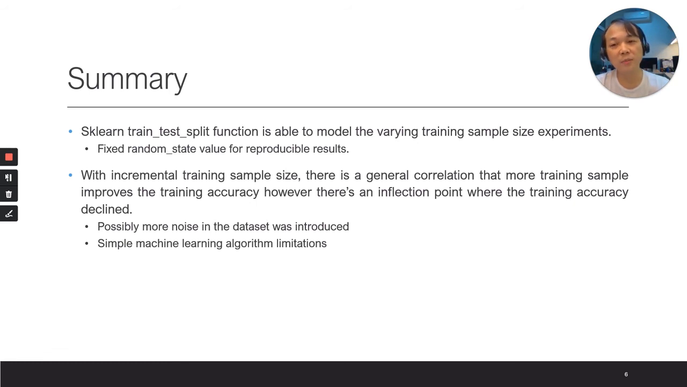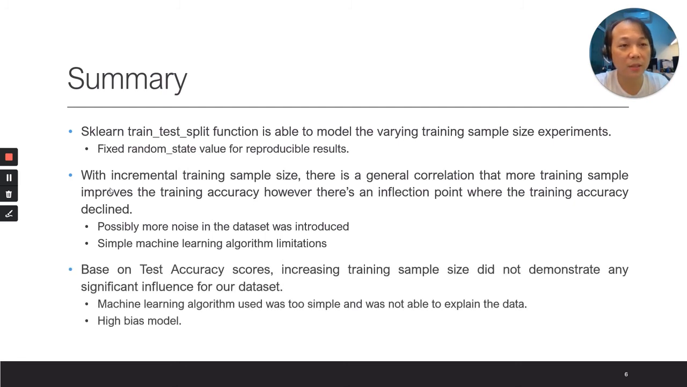This is possibly because more noise was introduced in the dataset, causing our simple machine learning algorithm, while able to model with high accuracy with a low sample set, to find it difficult when more noise was introduced. Based on the test accuracy score, increasing training sample size did not demonstrate any significant influence for our dataset. The machine learning algorithm used, logistic regression, may be too simple and was not able to explain our data well.